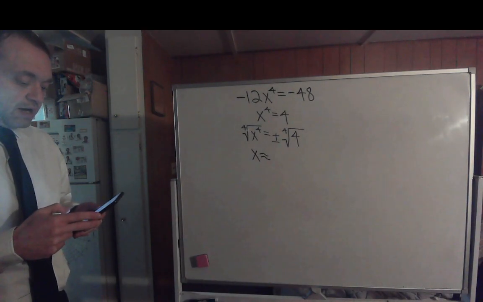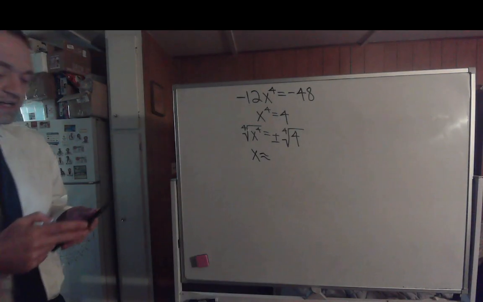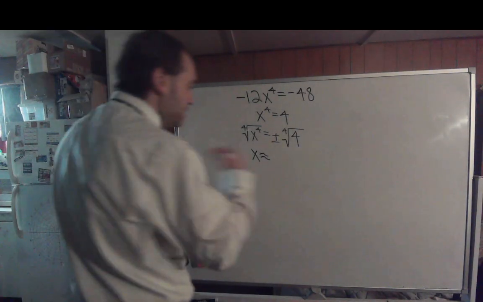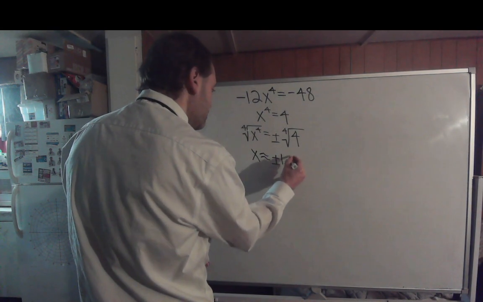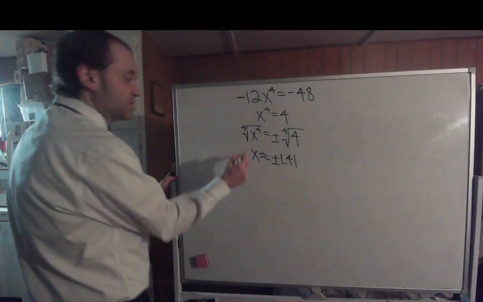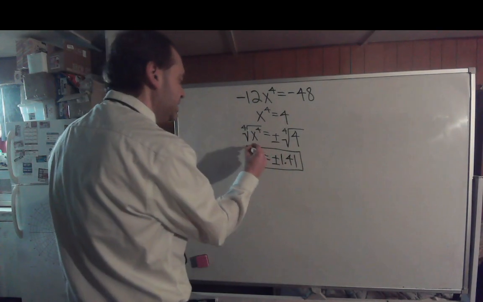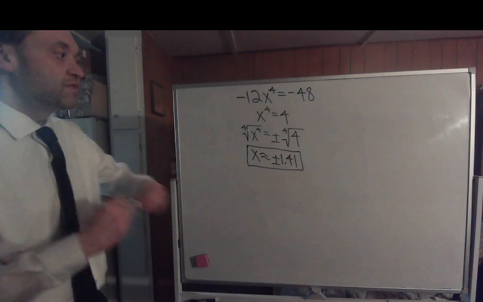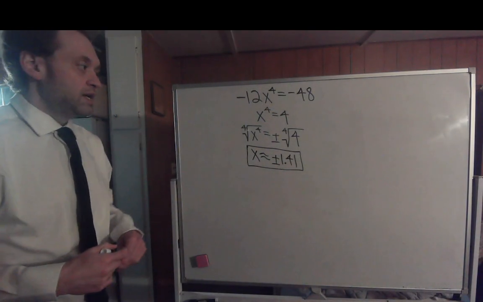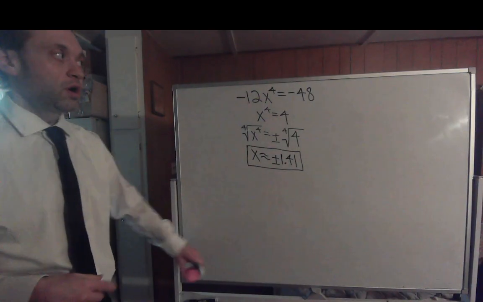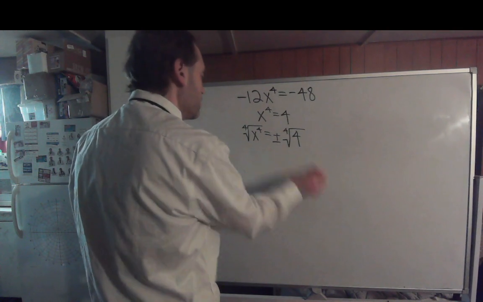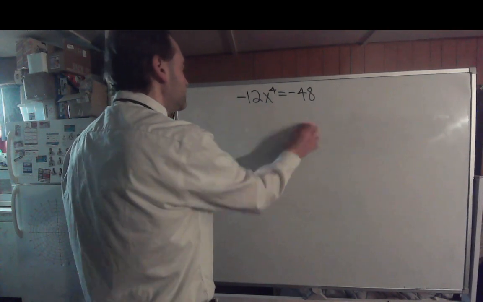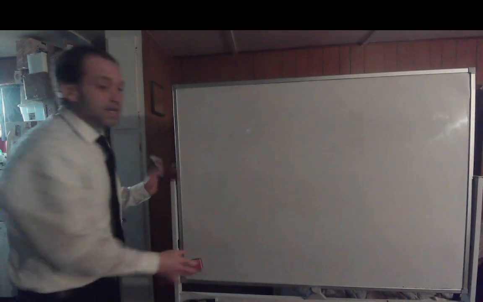So you would get positive and negative 1.41. So you would get 2 solutions where x is approximately equal to positive and negative 1.41. That's about the fourth root of 4, approximately. All right, I have 3 more. And again, keep in mind, those are only real solutions.